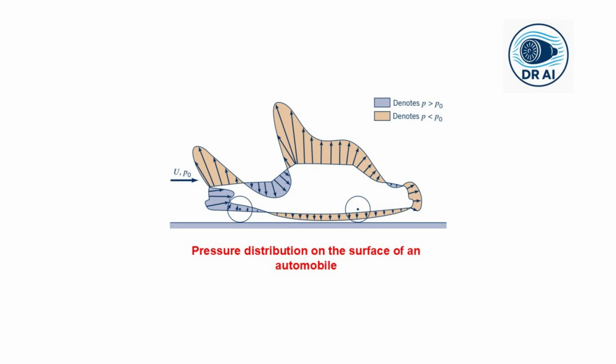Now, for an airplane wing, the pressure distribution is deliberately designed to maximize this effect. The upper surface is curved more than the lower surface, causing the air to accelerate more over the top, creating lower pressure there. The result is a net upward force, exactly what we want for flight.